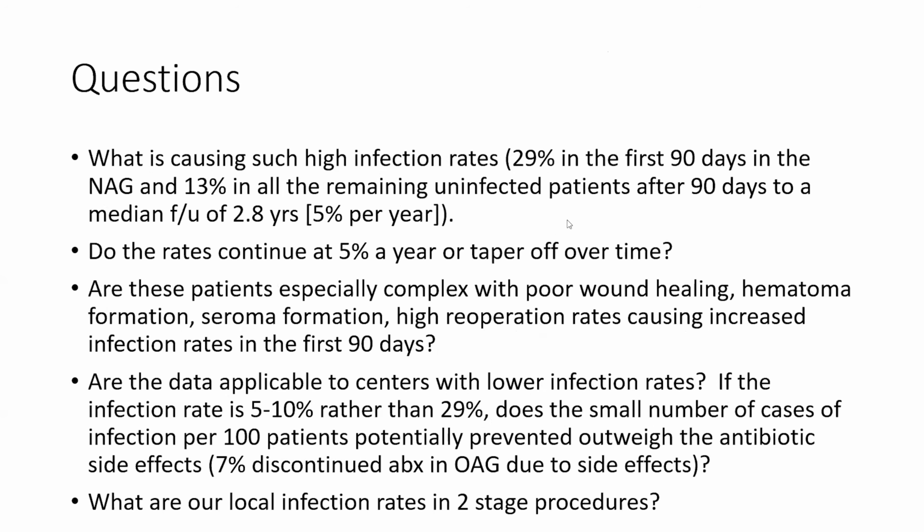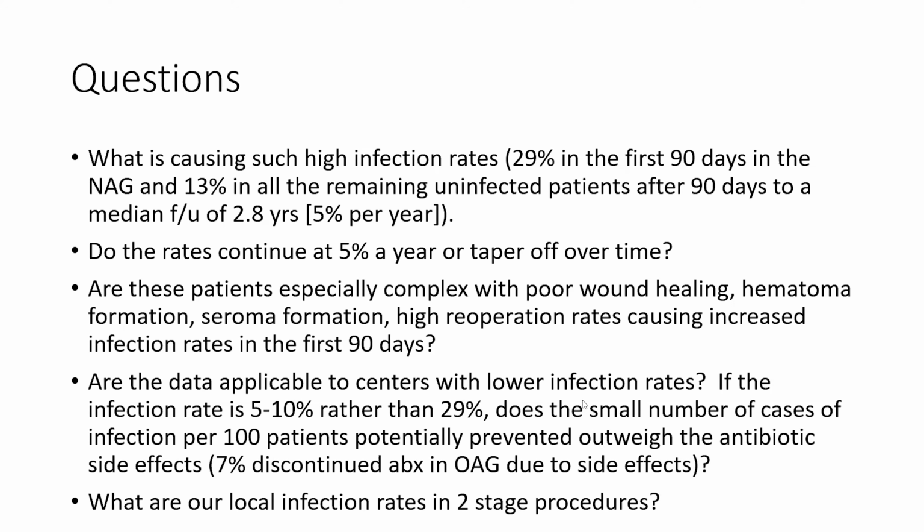So the questions are, first, why were there such high infection rates? There were 29% infection rate in the first 90 days, and they averaged 5% per year infection rate subsequently. So pretty high infection rates. We don't know if this tapers off over time or not, because it only went out to about 2.5 years. Were these very complex patients with poor wound healing, hematomas, seromas, reoperation rates? Is that why they had such high infection rates?